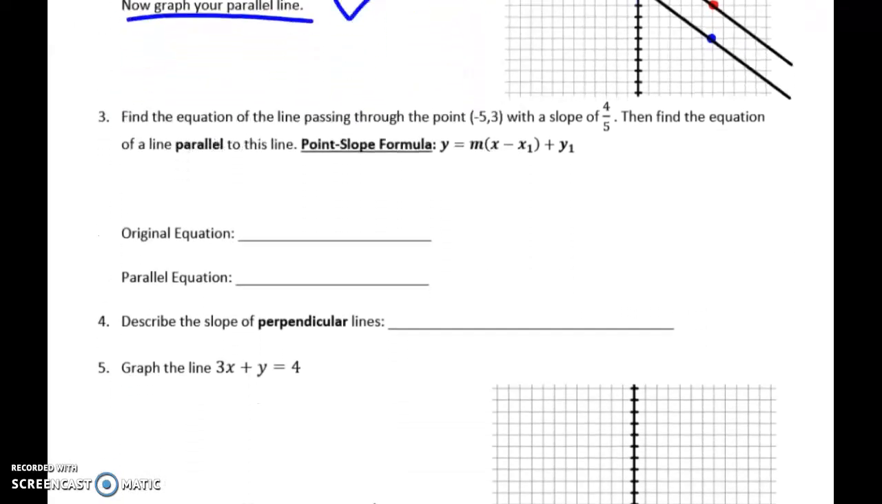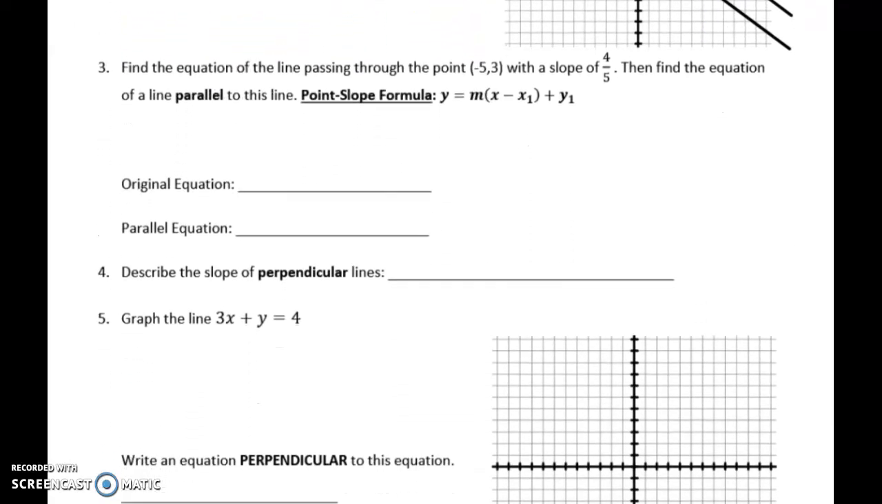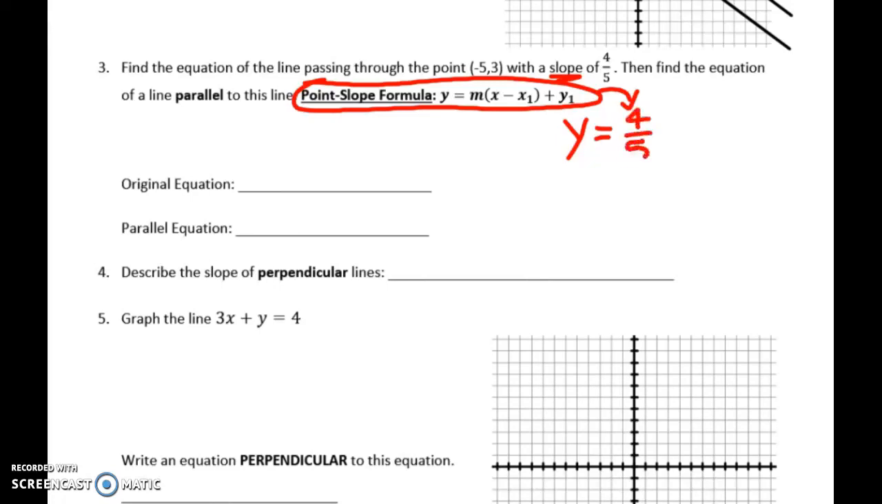That's great. On number 3, find the equation of a line passing through a point with the slope. Now, you're given the point-slope formula right here, and we've been doing that on our last assignment. So over here, let's write that down. y equals m, and the slope is 4 over 5, parentheses, x minus, my x value over here is negative 5, parentheses, plus, and then my y value right here is 3.